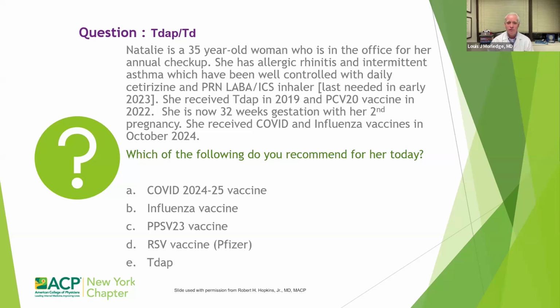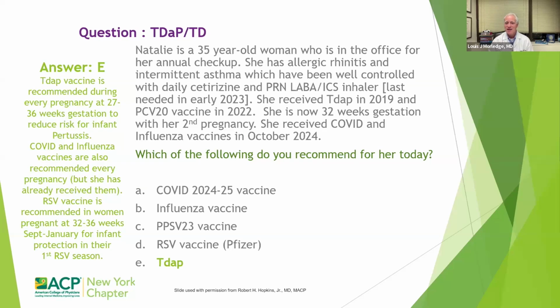Choice A, the COVID 2024-2025 vaccine. Choice B, the influenza vaccine. Choice C, the Pneumovax 23 vaccine. Choice D, the RSV vaccine, namely the Pfizer vaccine. Or choice E, the Tdap vaccine. And the answer is E, the Tdap vaccine.